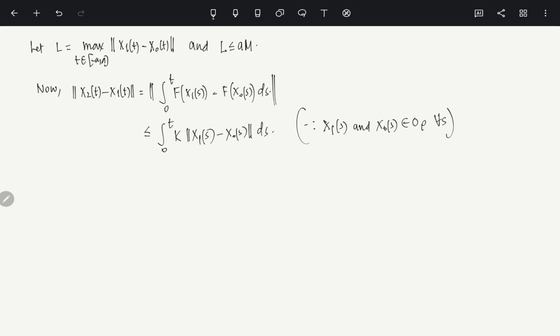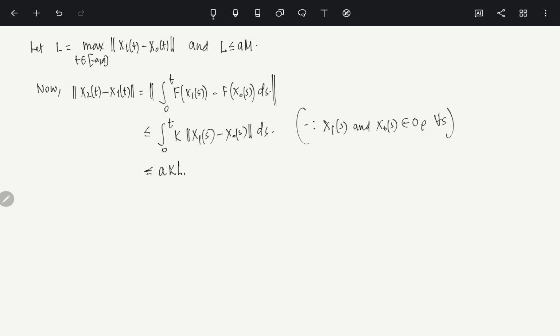Is it okay? Now if this is the case, this is nothing but less than or equal to a times k times capital L, right? What is capital L? The maximum of x1 and x2. So this can be dominated by L, and then the integral from 0 to t of ds will be dominated by a.